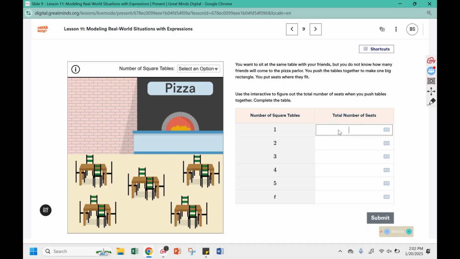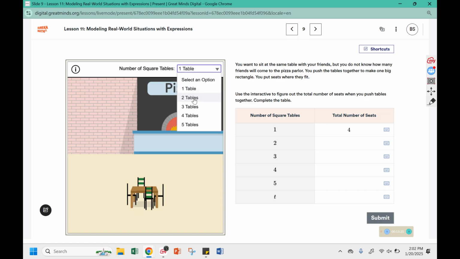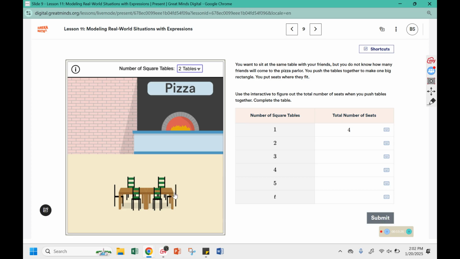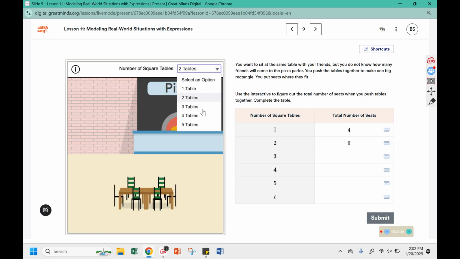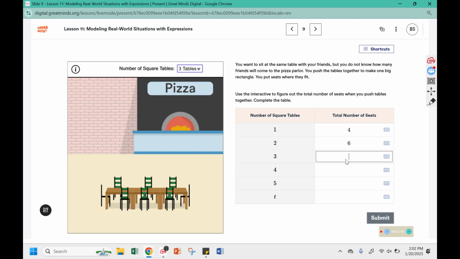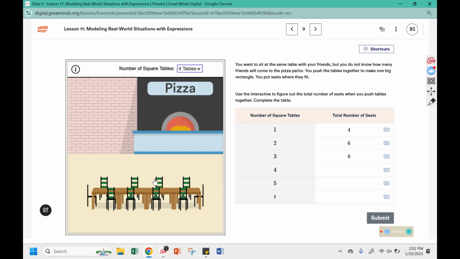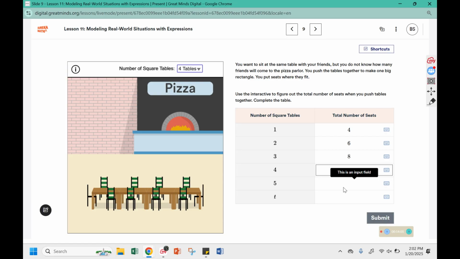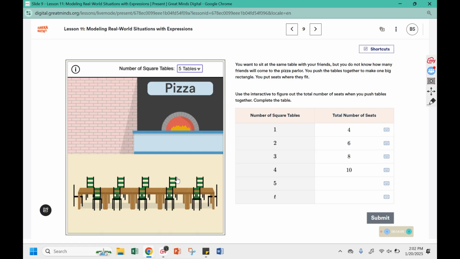So if you have one table, we know that 4 people can sit around it. If we stick 2 tables together, we have 1, 2, 3, 4, 5, 6, because we can't put anybody in the middle because we push those tables together. If we have 3 tables, we have 1, 2, 3, 4, 5, 6, 7, 8. For 4 tables, we have 1, 2, 3, 4, 5, 6, 7, 8, and 1 on each end, 9, 10. For 5 tables, we have 1, 2, 3, 4, 5, 6, 7, 8, 9, 10, 11, 12.